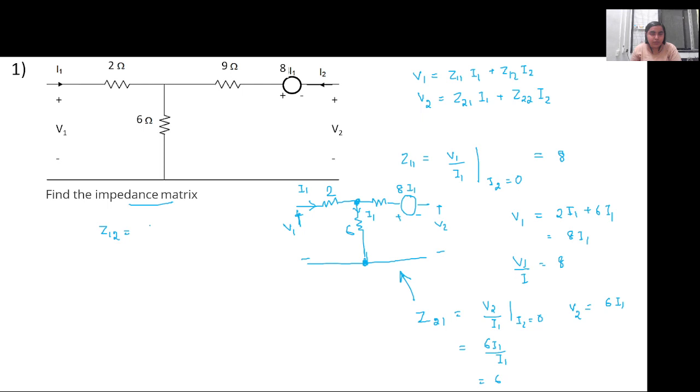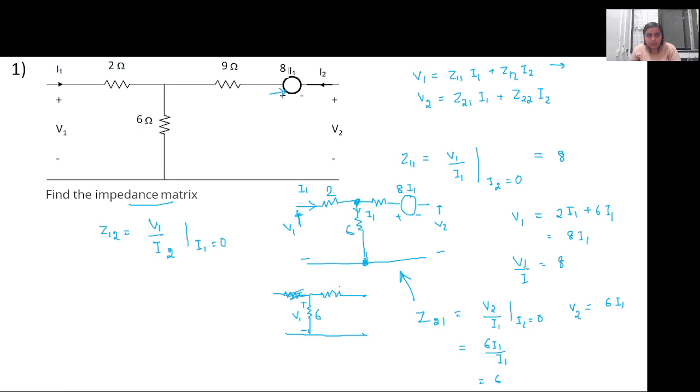What will be the condition for Z12? You have to just use this equation, right? V1 equals Z11 I1 plus Z12 I2, so Z12 is V1 by I2 with I1 equal to 0. So when I1 is equal to 0, this voltage source will be gone. So the circuit will reduce to this. Since there is no current, V1 will be whatever the voltage drop across this 6 ohm resistor.